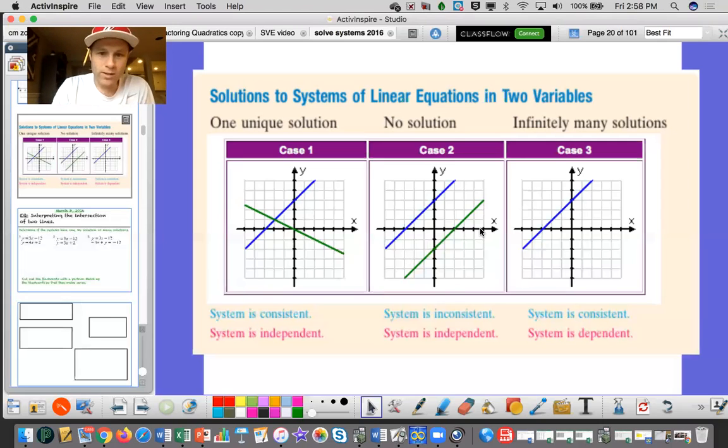In case number 2, these two lines graph parallel and they never crisscross. One thing you'll notice about parallel lines is their slopes are the same, but they have a different y-intercept. Their rise and run is consistently the same in both of these lines, but they just start at a different spot on the y-axis.